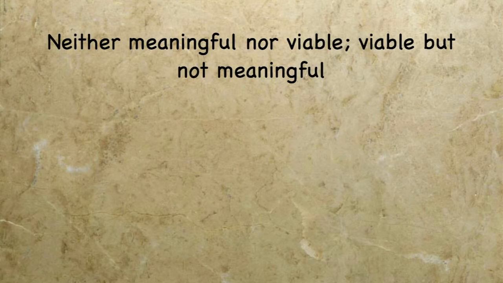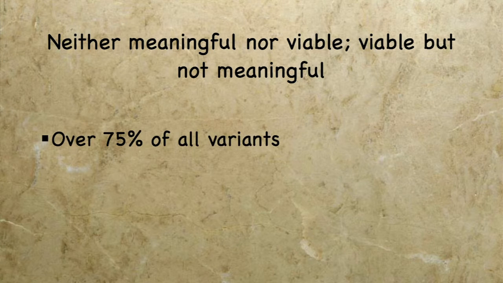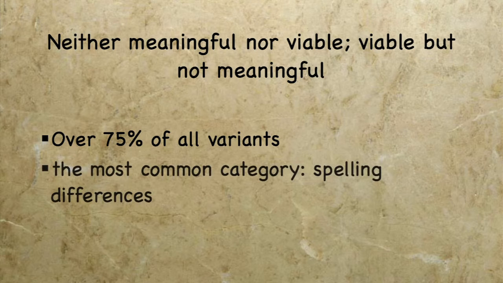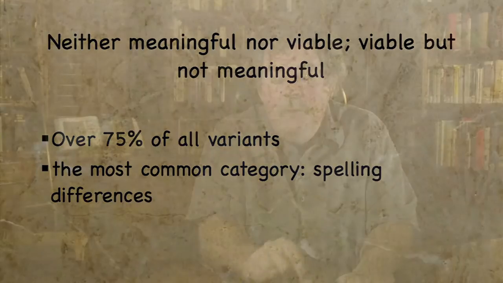That means that it doesn't affect the meaning of the text, and they don't have much plausibility of going back to the original. In fact, we'll take this category with the next one, those that are not meaningful but are viable, and we'll group those 2 together. Well over 75% of all of our textual variants belong to these 2 categories. The most common kind of change we have among our manuscripts are spelling changes, and the most common spelling change we have among the manuscripts is what's called a movable nu.